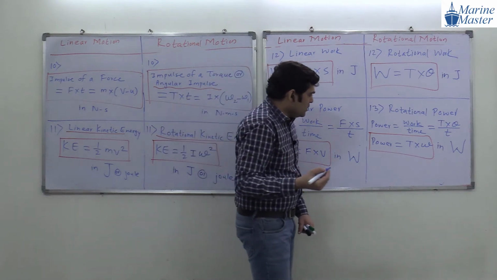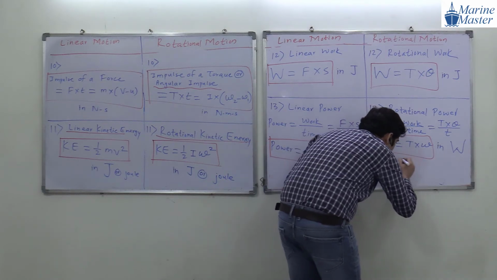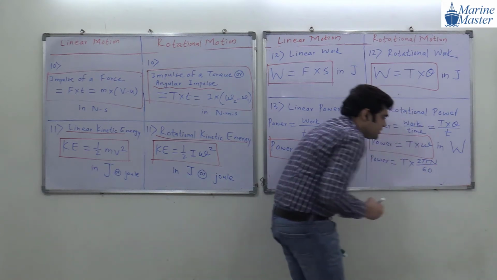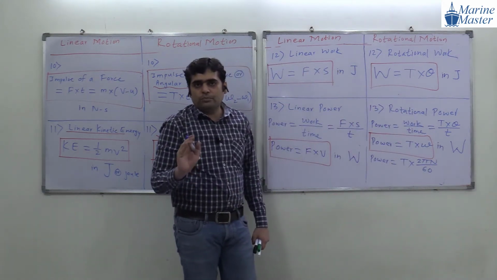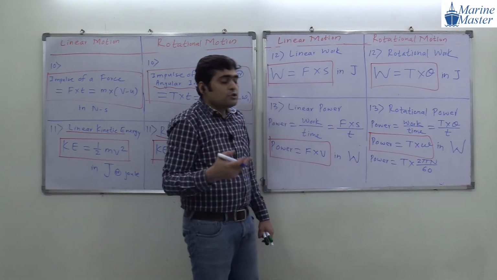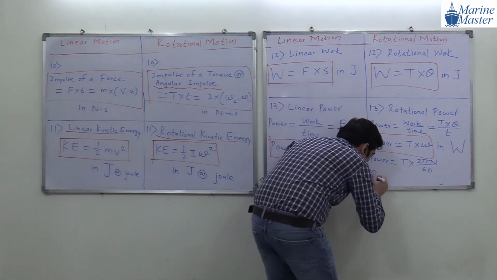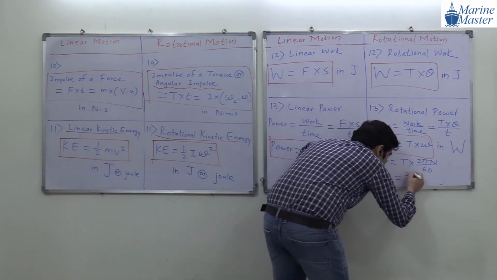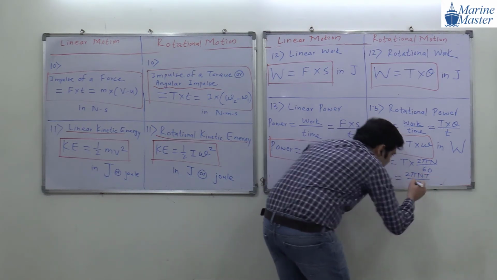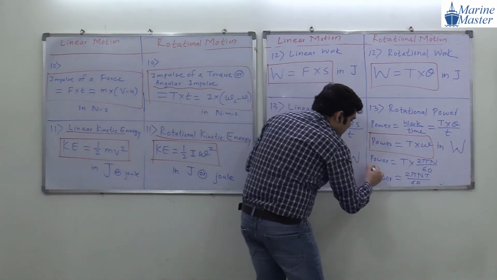Sometimes you may use omega as 2 pi n by 60. We have used this relation in our balancing. So in the earlier standard you used power is equal to T into omega. If you rearrange this relation, we can write it as 2 pi nt by 60. This is another relation for rotational power.